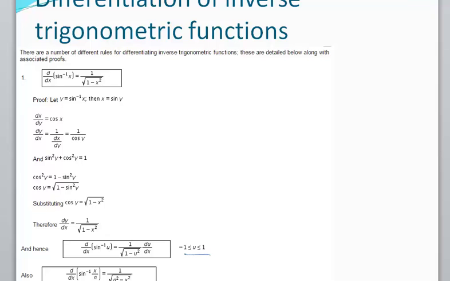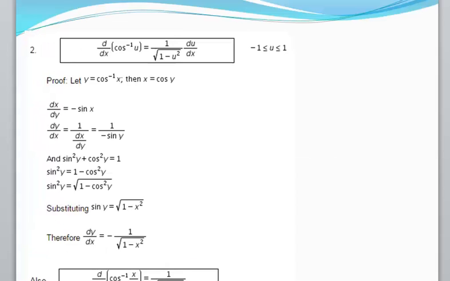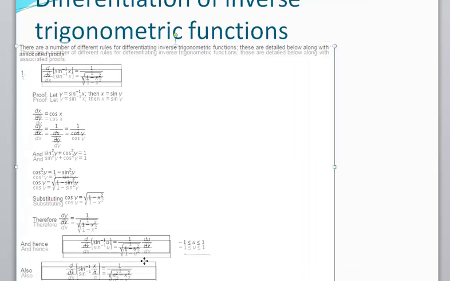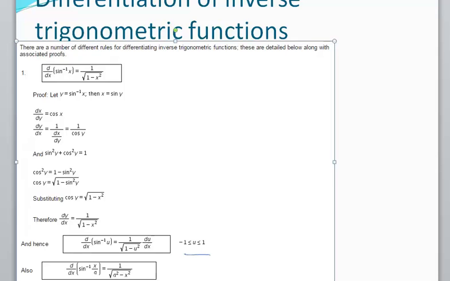Here we have u between -1 and 1. We also have the differential of inverse sine of x divided by a, which is 1 divided by the square root of a squared minus x squared.